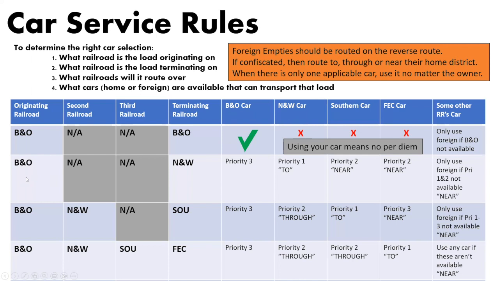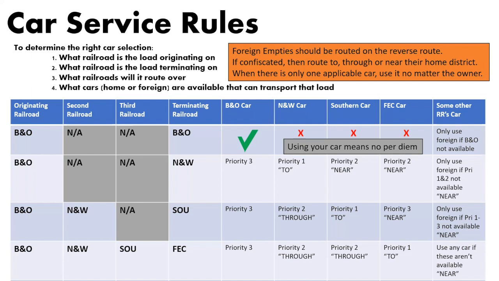So you have a B&O load, this load of appliances that's originating on my railroad, but it's destined to a facility on the Norfolk and Western. So here's the concept. You want to take a foreign owned car that is going to the home district, through the home district, or near the home district. Those are the only three words you need to understand: to, through, and near. And your first choice is one going to the home district.